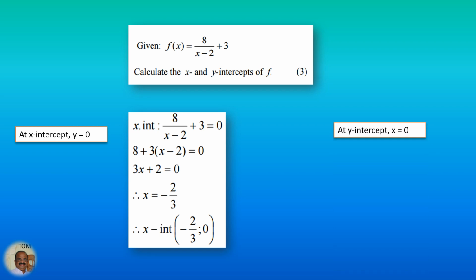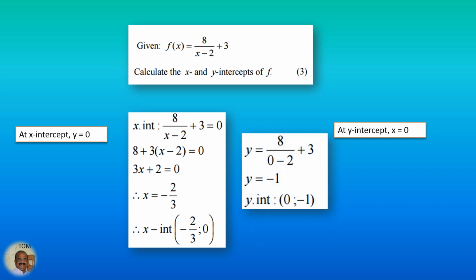At the y-intercept, x is 0. So we substitute x equal to 0 into the equation. So we have y equal to 8 over 0 minus 2 plus 3. We use the calculator and get y equal to minus 1. Now the y-intercept is 0, minus 1. 3 marks.